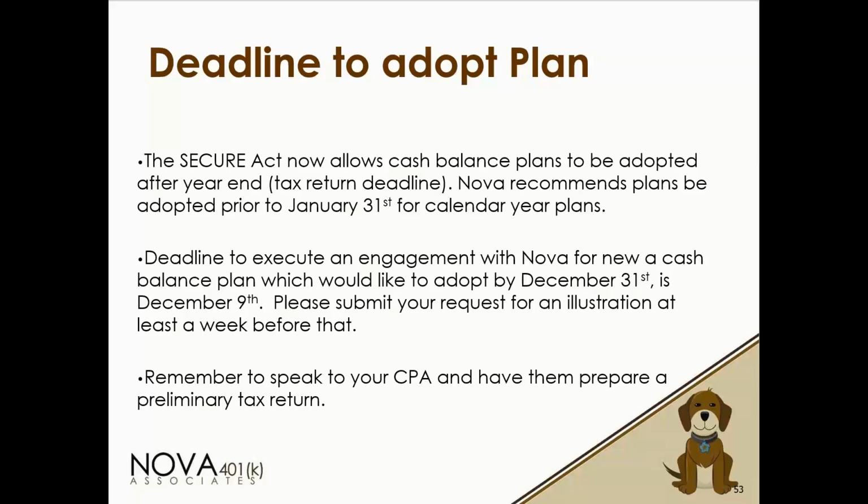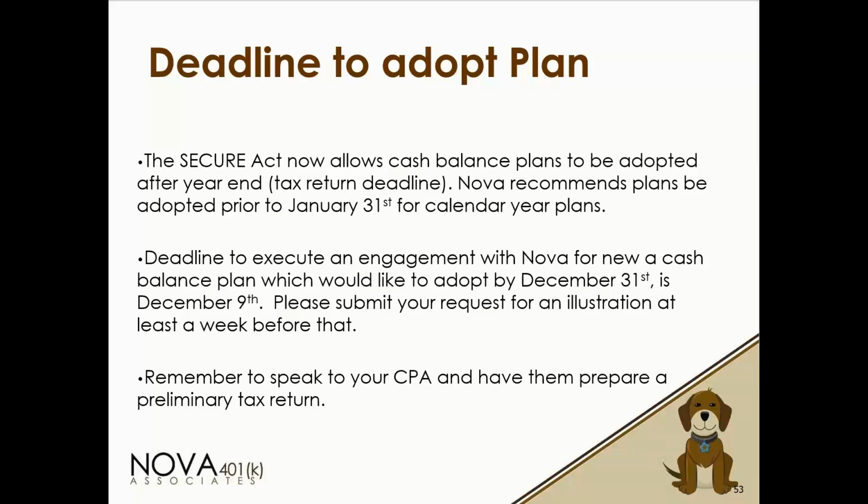When can I adopt a plan? After the Secure Act, you can actually adopt after the plan year end, the first plan year end, up until your tax return deadline. NOVA typically recommends that you adopt it by the end of January for calendar year plans. If you want to put one in, say for 2022, and you want it in by the end of the year, which isn't required, then at least NOVA's deadlines are early December, so we can get it drafted and adopted.